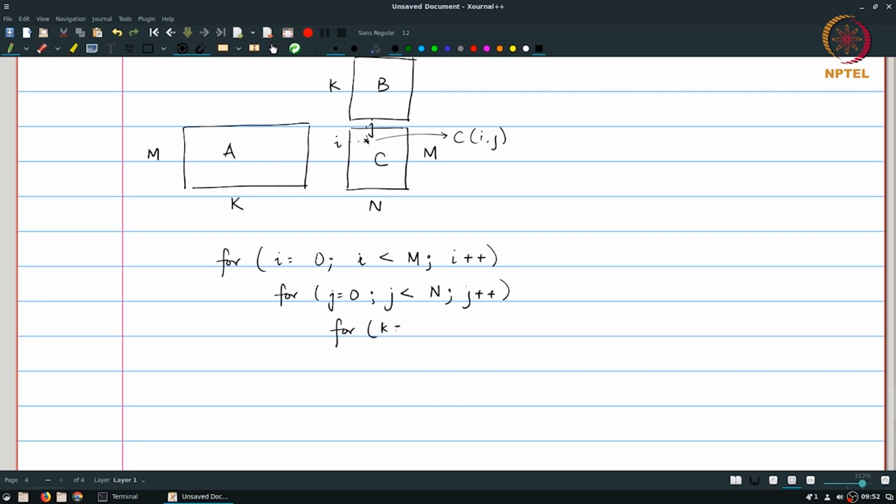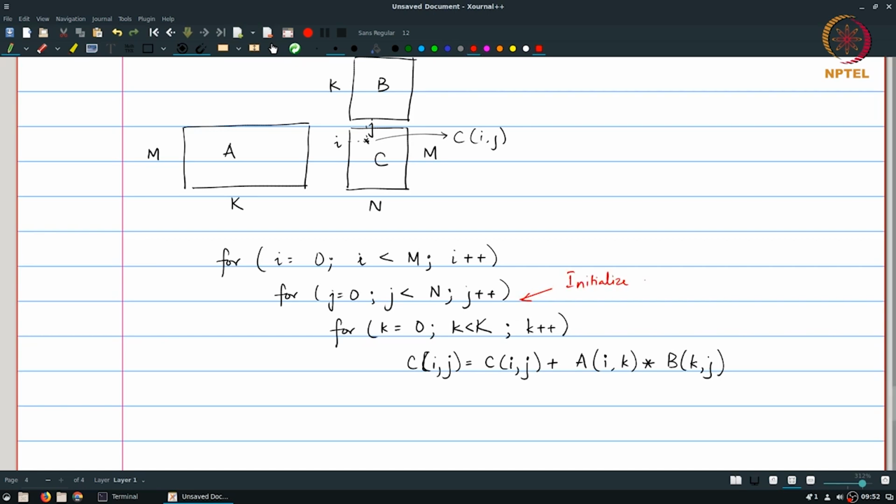For k equal to 0, k less than capital K, k plus plus, and the operation itself is Cij equals Cij plus A ik into B kj. Notice that I also need to initialize Cij to 0. I could either do that here or outside the loop over here.